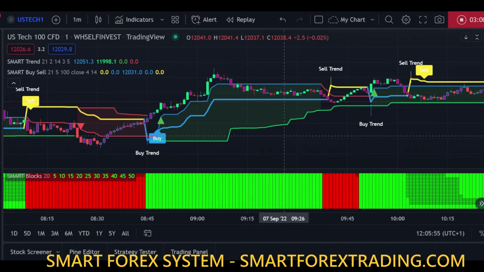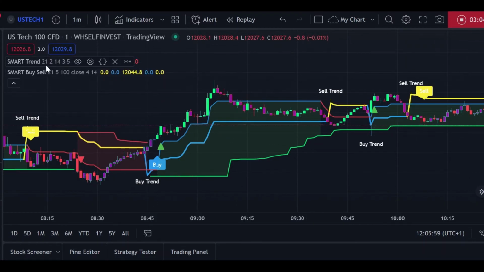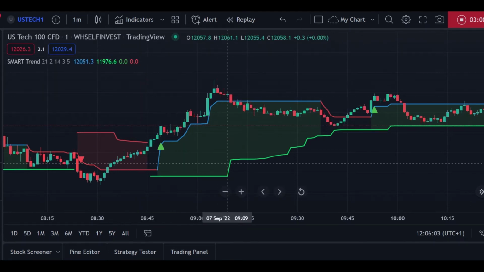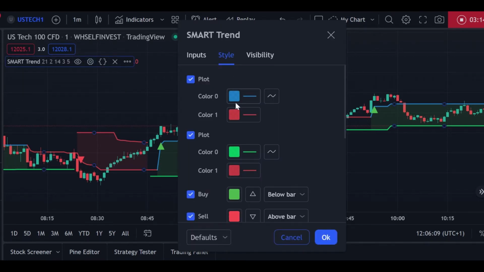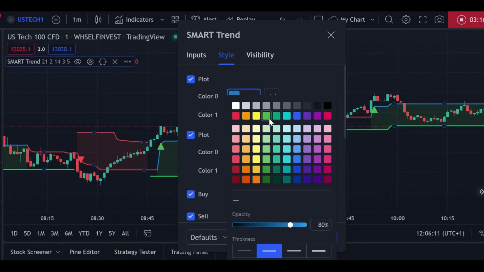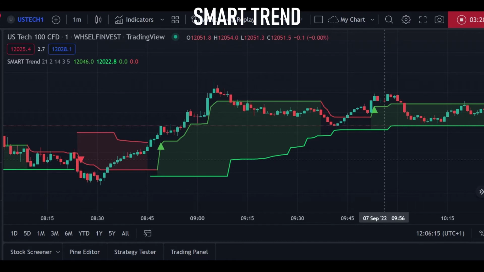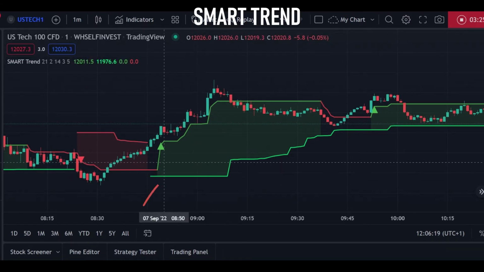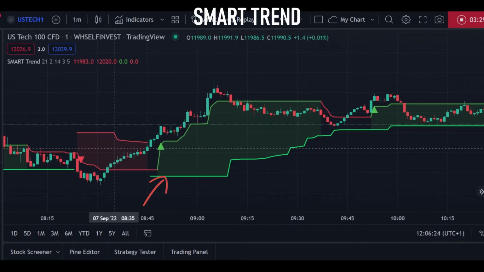Now let's have a look at each part in turn. I'm going to take the Smart Buy Sell off, and I'm going to just change this blue line. I'm going to change this to green. If you could just follow with me here. I'm going to make a quick change. The important thing to note with Smart Trend is this cloud area. This cloud area is now green. This cloud area is red.